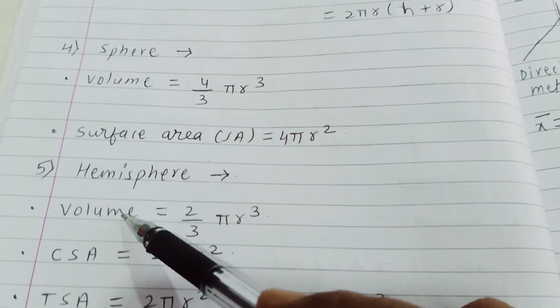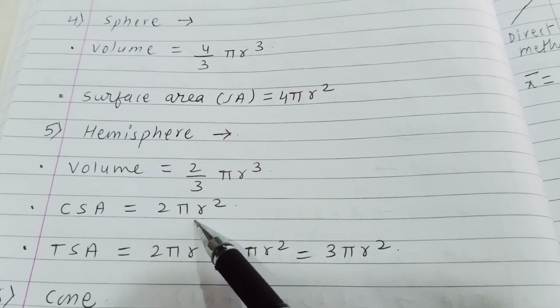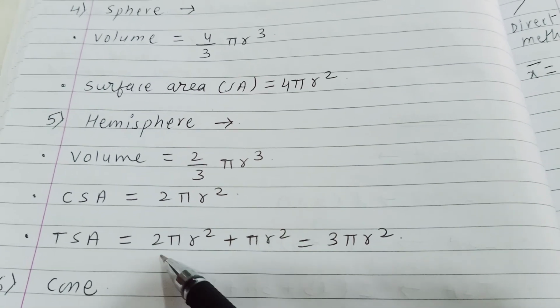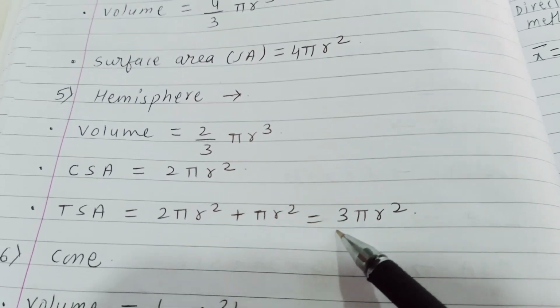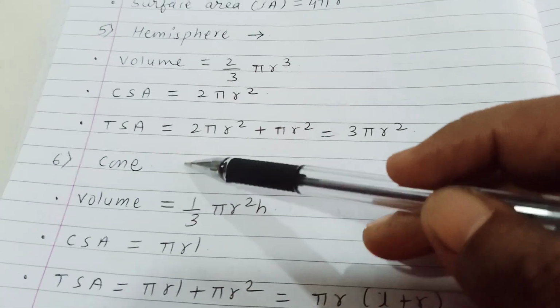And now hemisphere. Volume is 2/3 πr³. Curved surface area is 2πr². Total surface area 2πr² + πr² is equal to 3πr². Remember this thing.